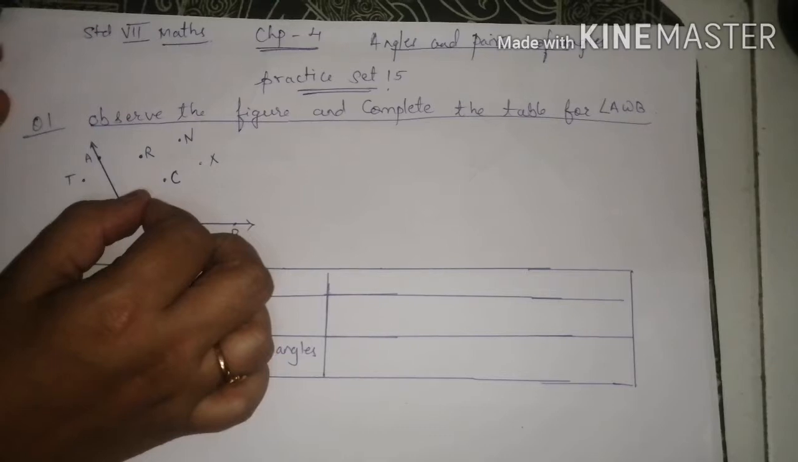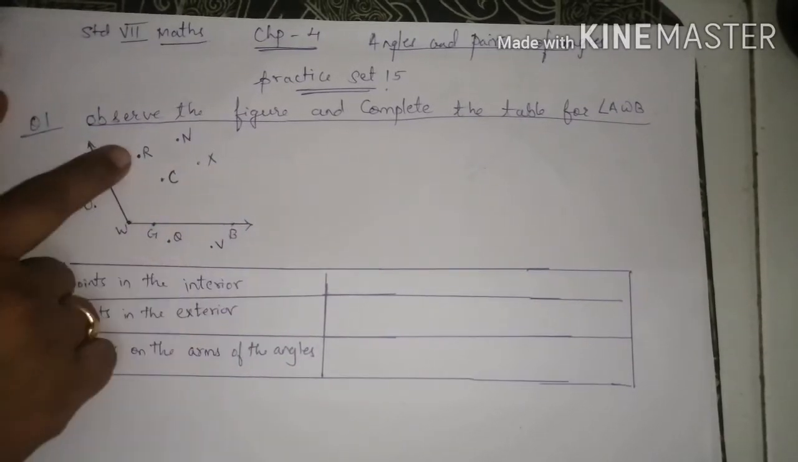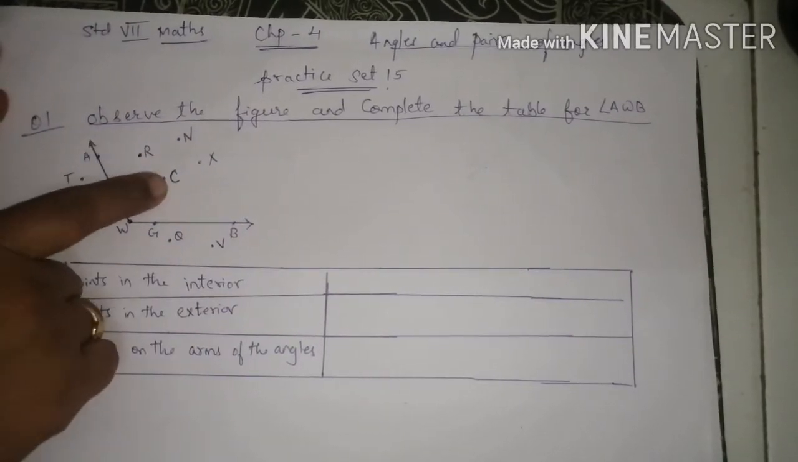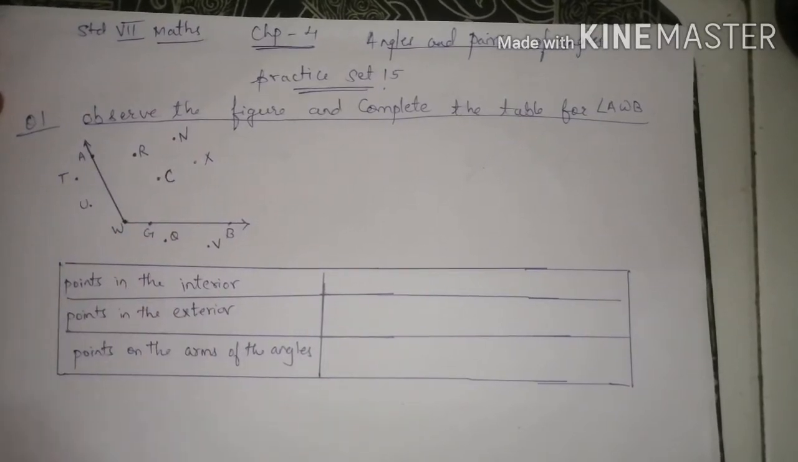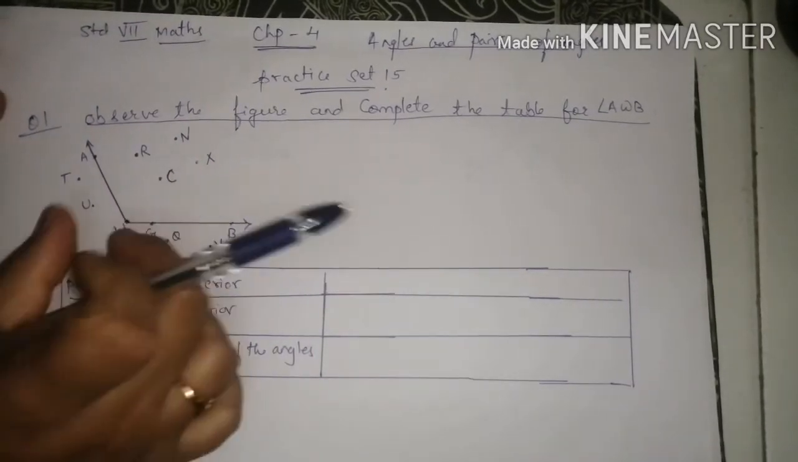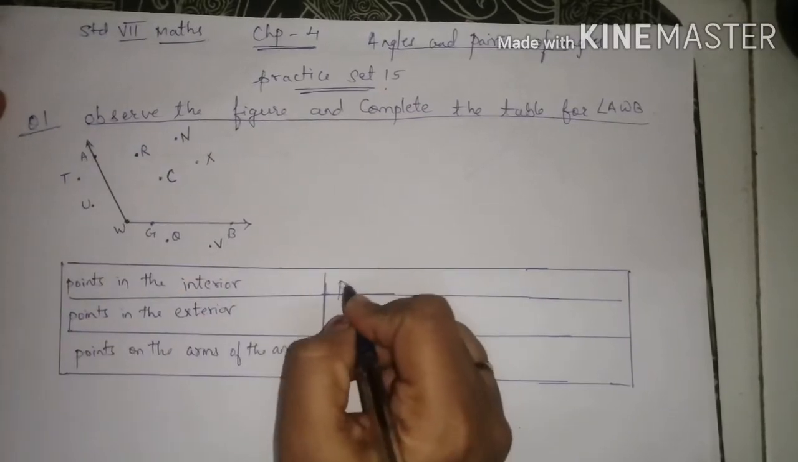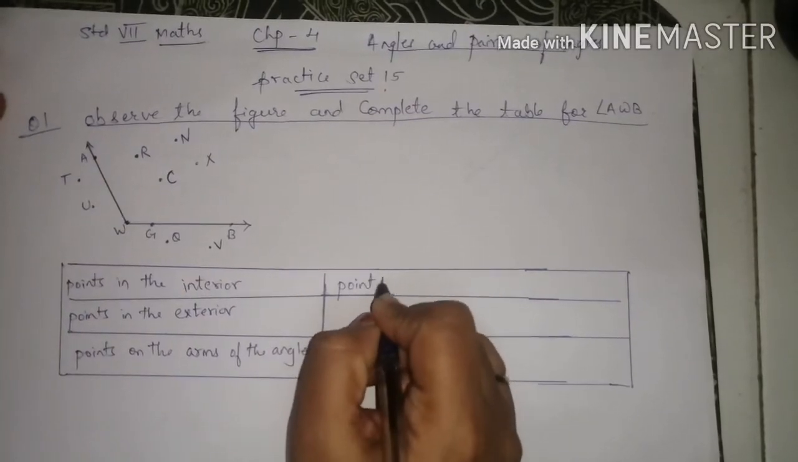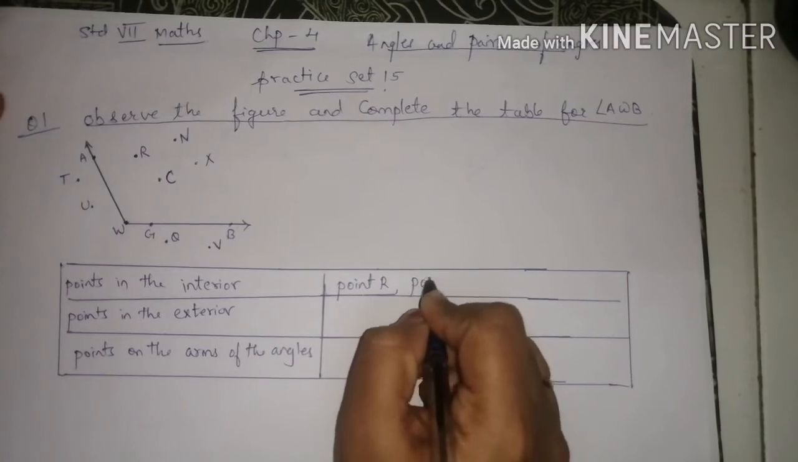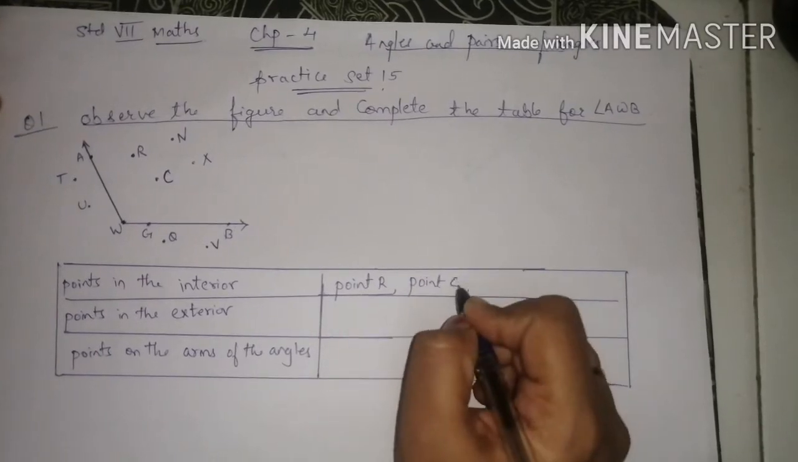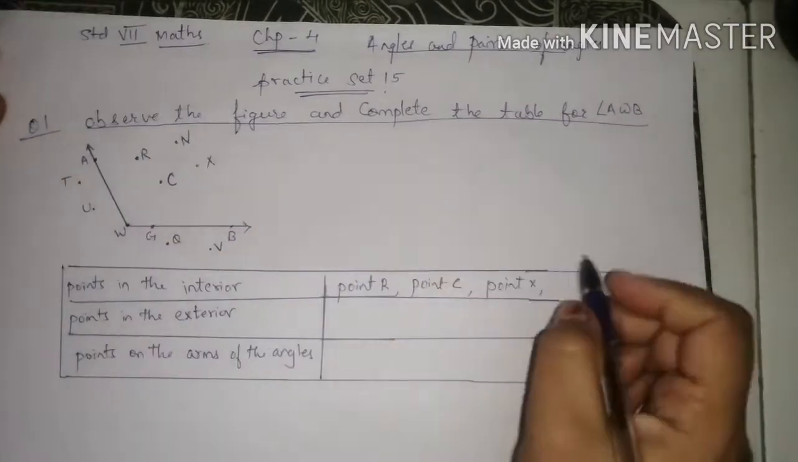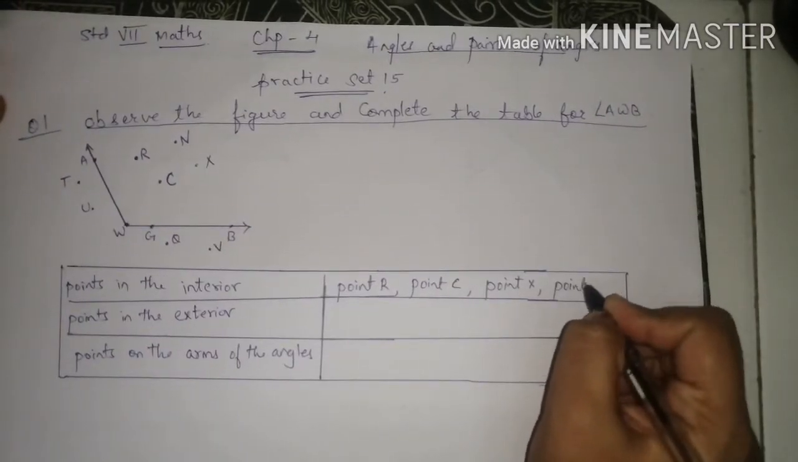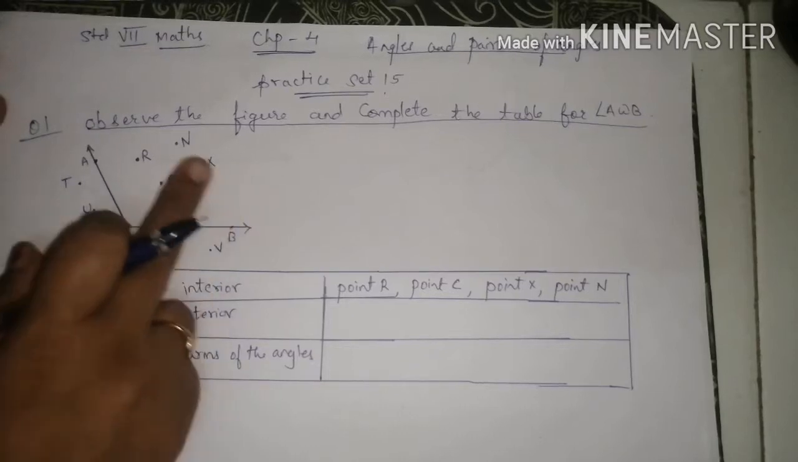Interior means the inside area where points are lying. So which are those points? Point R, point C, point X, point N. So we'll write here the names of the points which are lying inside this angle. Point R, point C, point X, and point N. So these are the points which are lying inside.